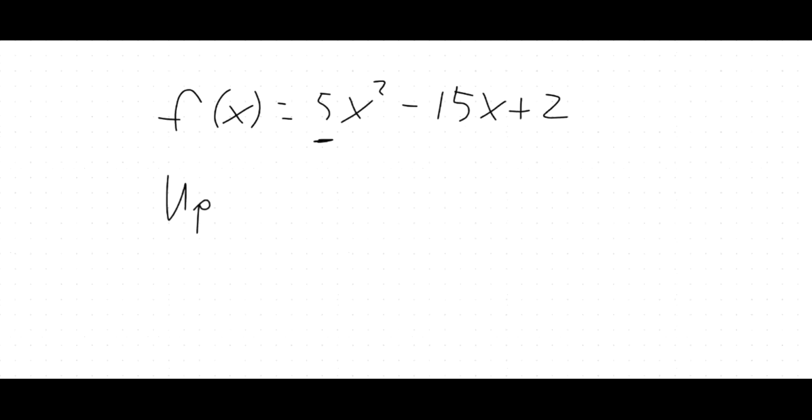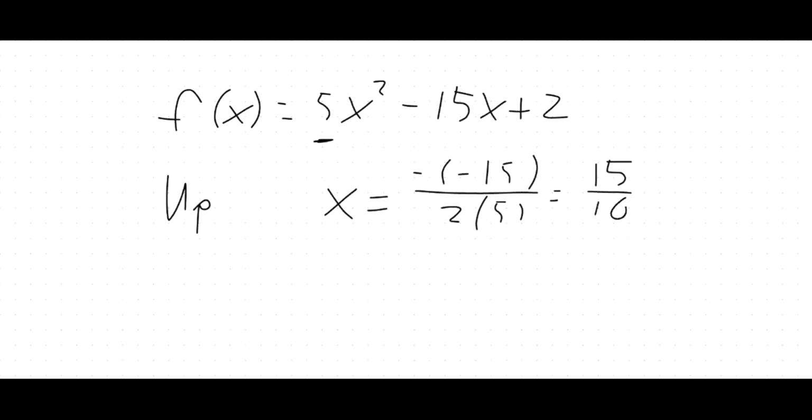Next, it asks for the vertex. So it's not in vertex form, so we need to use our equation. X equals negative b over 2a. So therefore, it's going to be 15 over 10 or 3 halves. Or if you want to write it 1.5, take your pick.